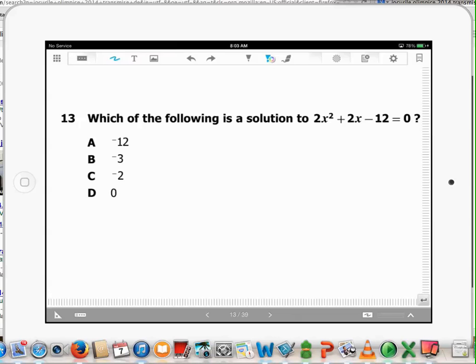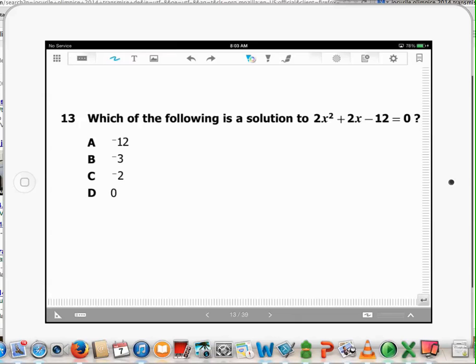Problem number 13. Which of the following is a solution to 2x squared plus 2x minus 12 equals 0? And you have four possibilities, A, B, C, D. How should you solve a similar problem on the proficiency exam or SAT? Let's start with the equation.